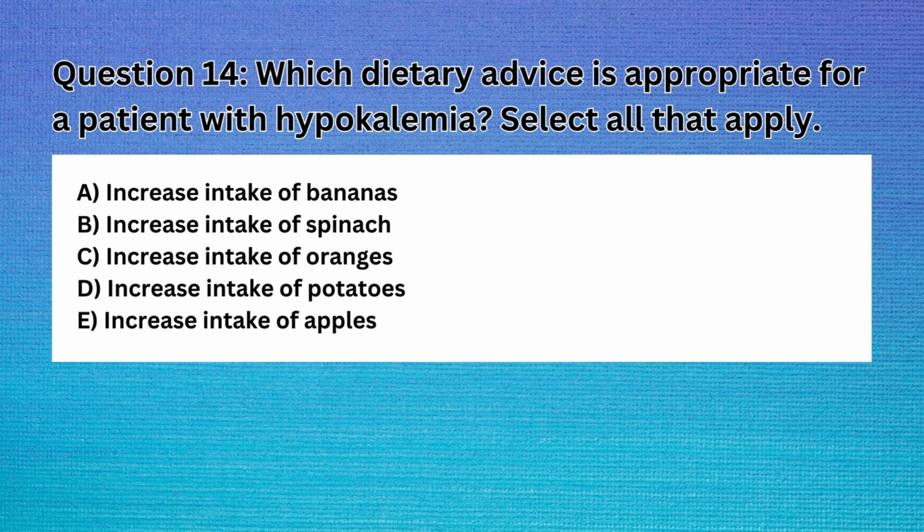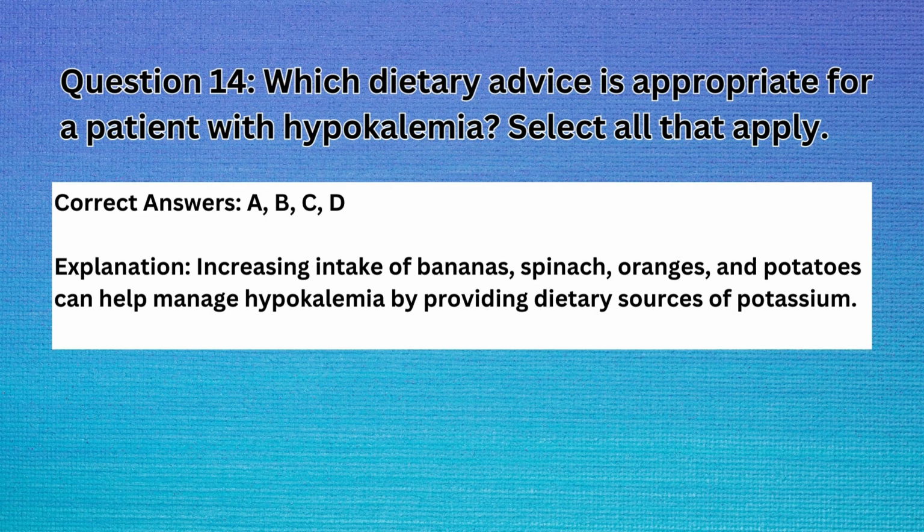Question 14. Which dietary advice is appropriate for a patient with hypokalemia? Select all that apply. A. Increase intake of bananas. B. Increase intake of spinach. C. Increase intake of oranges. D. Increase intake of potatoes. E. Increase intake of apples. Correct answers: A, B, C, D. Explanation: increasing intake of bananas, spinach, oranges, and potatoes can help manage hypokalemia by providing dietary sources of potassium.